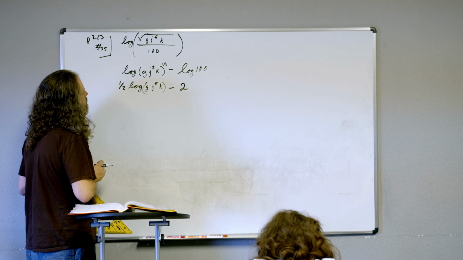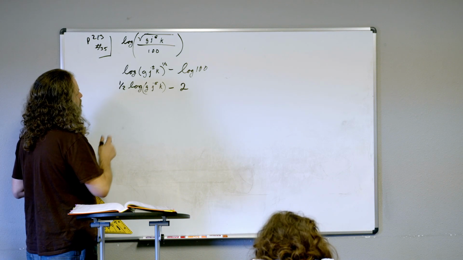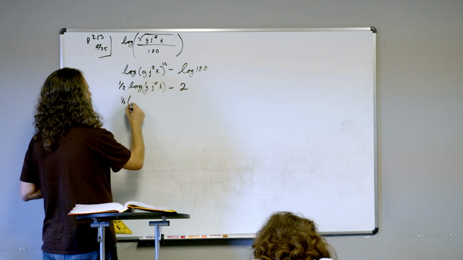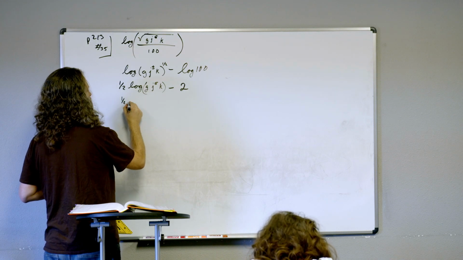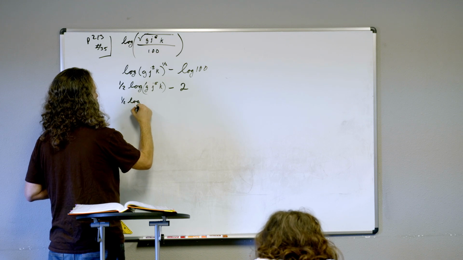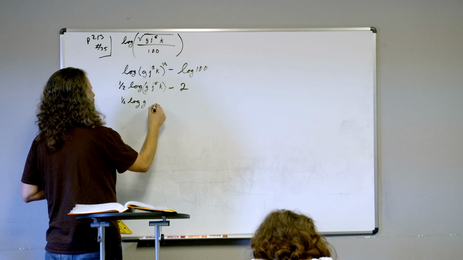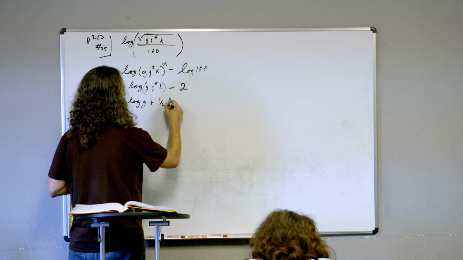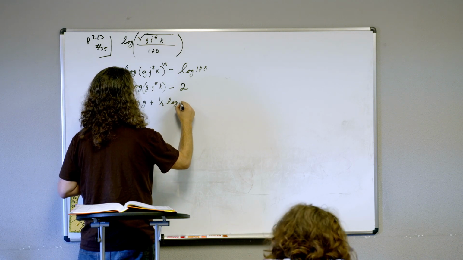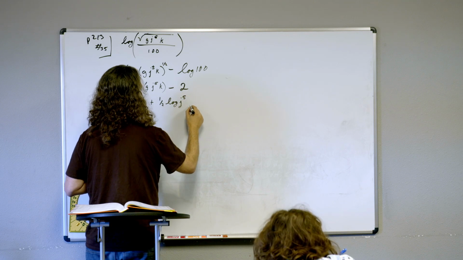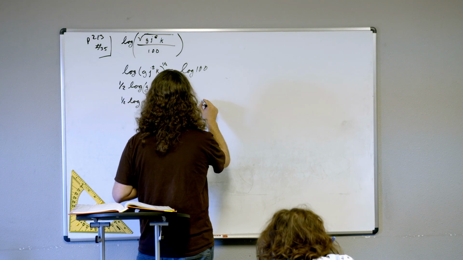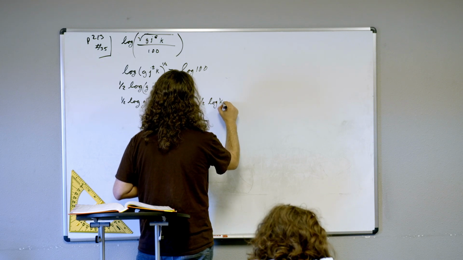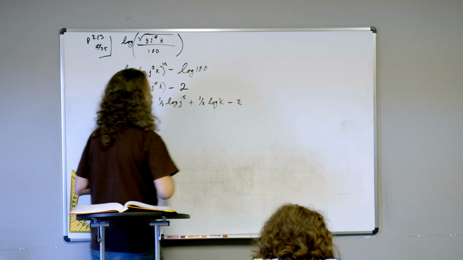How? 1/2 log times g plus 1/2 log times. Oh yeah, that's fine. We can go ahead and, instead of weighting and distributing, that's totally fine. Log of g plus 1/2 log of j to the 5th plus 1/2 log of k minus 2.